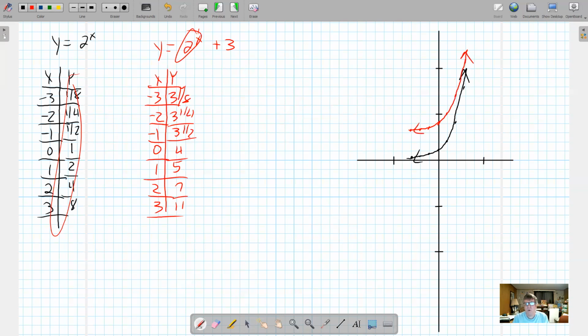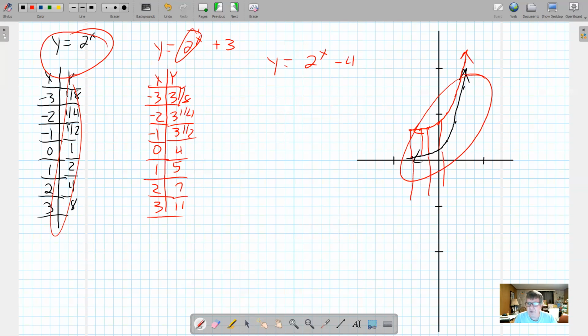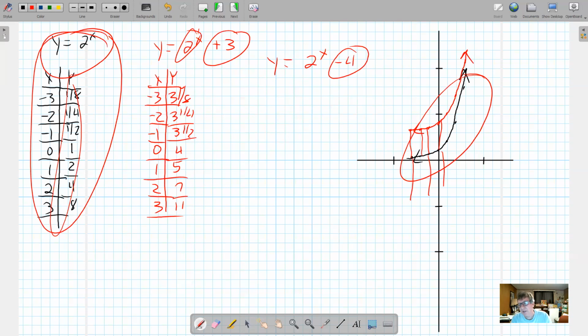Well, there's an easier way we could do that. Think back to what we did with parabolas. We could just take this graph, the black graph, and shift everything up 3 units. Up 3 units, up 3 units, etc. So how about y equals 2 to the x minus 4? That would go down 4 units, down 4 units, down 4 units. So we could graph things without having to start over, just starting with this, moving it up 3, moving it down 4. How about right or left?